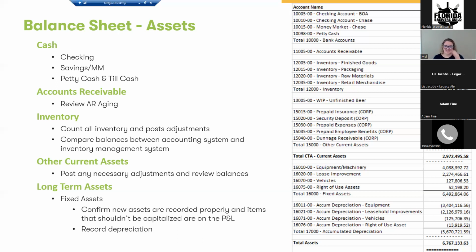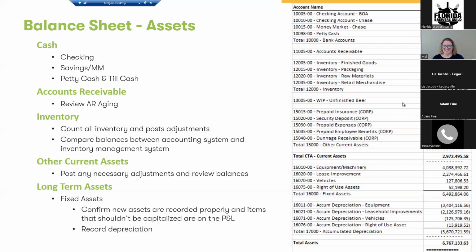Long-term assets, we won't spend a ton of time talking about fixed assets because it's pretty straightforward. So just double check the accounts, make sure nothing hit there erroneously, and make sure you're following your capitalization policy. Whatever you have set, $2,500 is a very standard one. So making sure there hasn't been anything entered in there that's under your capitalization policy and really should be recorded on the P&L. And then depreciation. Some people book this annually with the tax return, totally fine. If you do book it on a monthly basis, make sure you're posting your depreciation monthly.